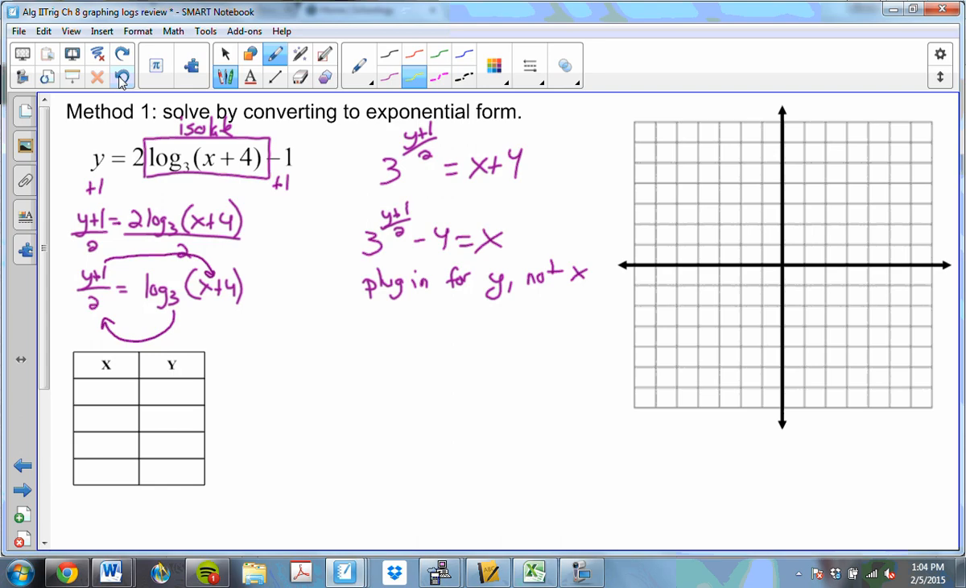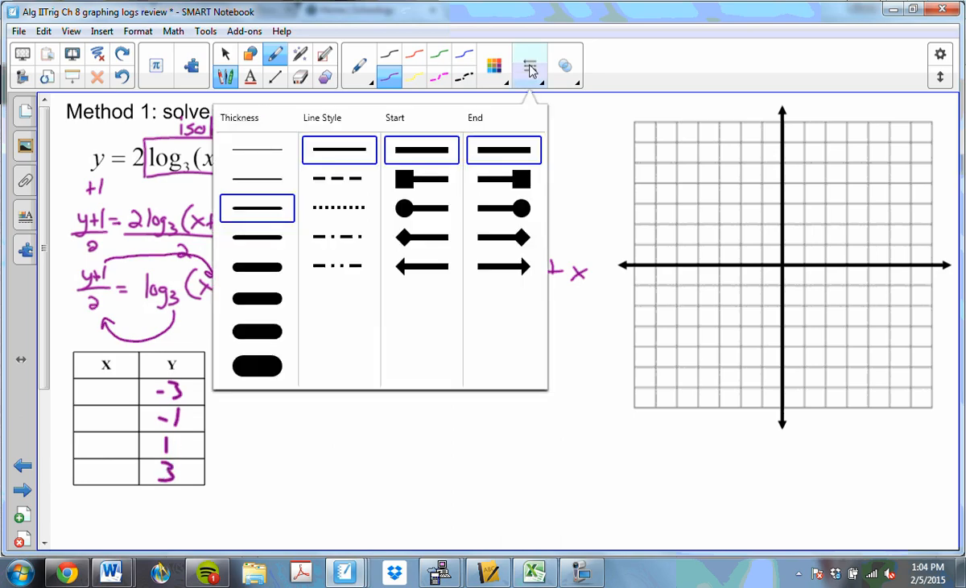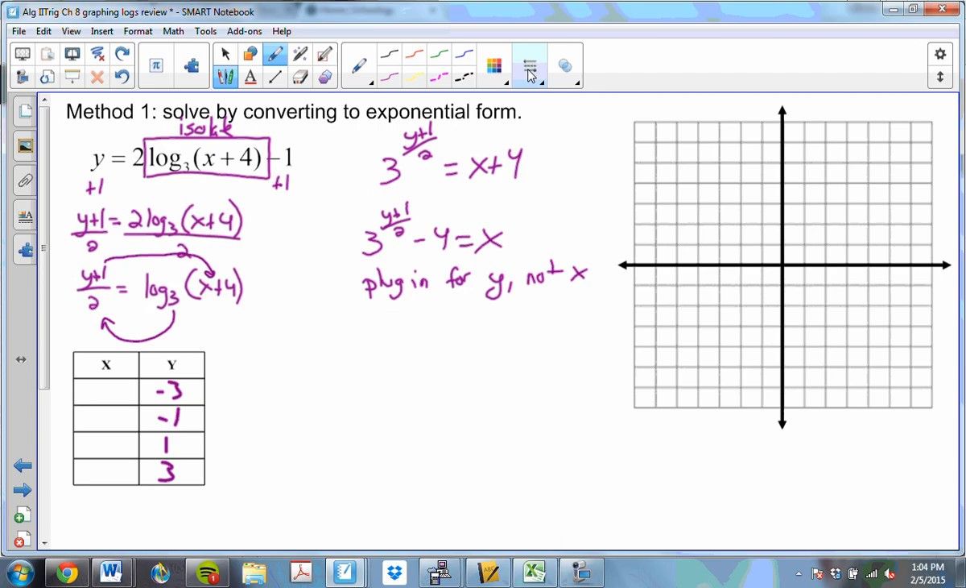So I'm going to plug in odd numbers. I can plug in numbers like -3, -1, 1, 3. Plug these numbers in for y. Make my pen a little smaller. So let me do this one first. I'm going to plug in -3 for y. -3 plus 1 is -2, divided by 2 is -1. So it's 3 to the -1 minus 4 equals x, which really means that 1/3 minus 4 equals x, which is -3 2/3.